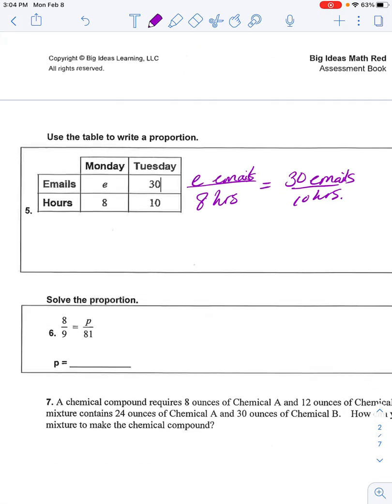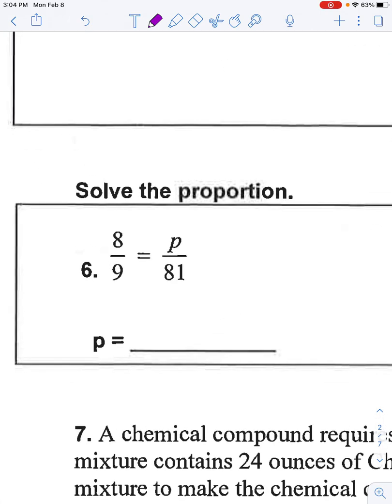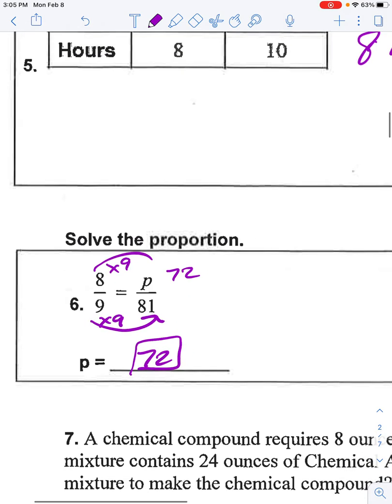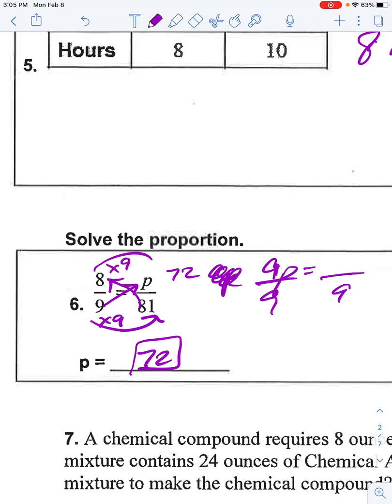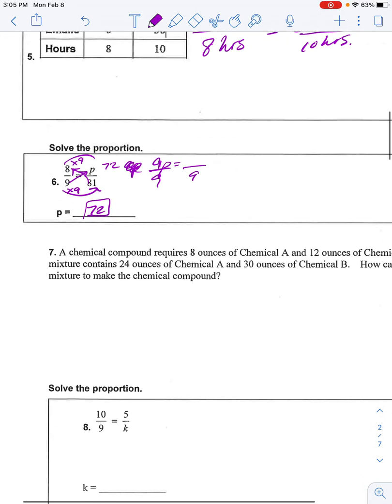Number 6 says solve the proportion. You can solve it any way you choose, common multiplier, cross products, whichever you wish. I know 9 times 9 is 81. 8 times 9 would be 72, so P is 72. You could also do 9 times P, 9P, and then do 8 times 81, whatever that is, and then divide both sides by 9 to get P by itself if you wish to do it that way. That one would require a little bit more work.